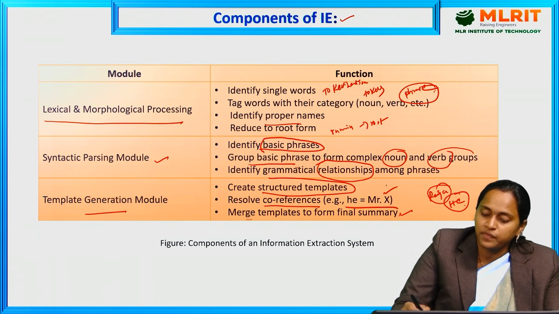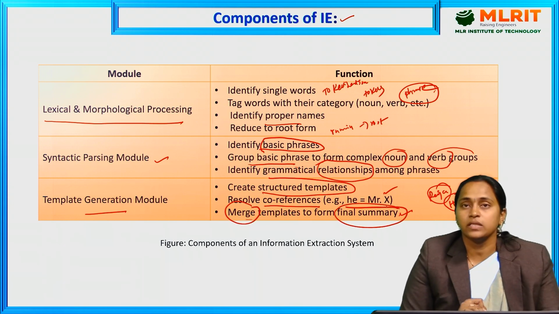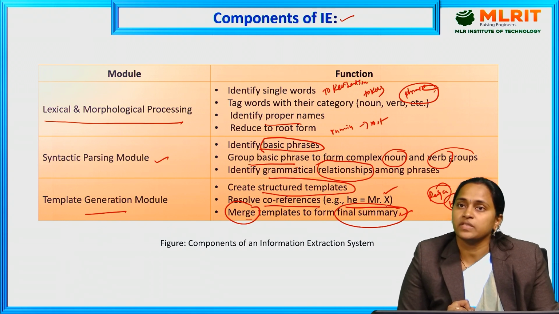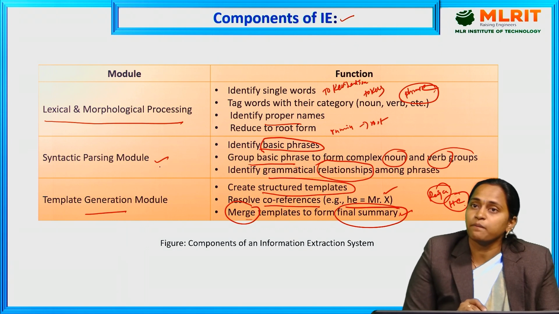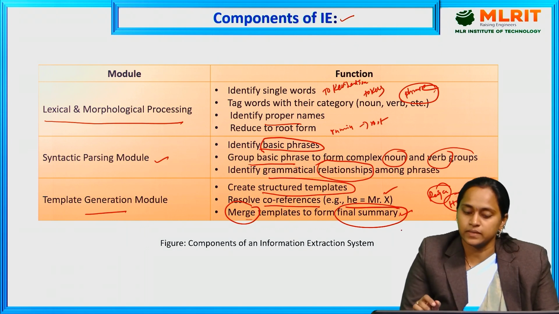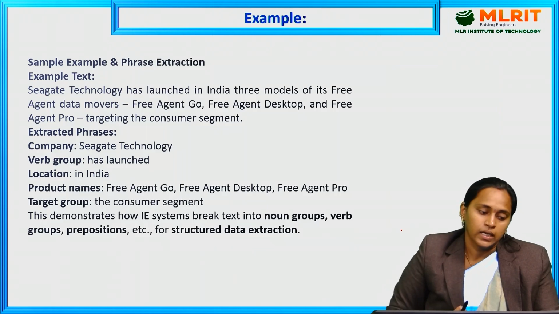Next, after finding all these sentences, we merge the templates to get the final summary. This is all about the components of information extraction. First, lexical and morphological parsing, then the syntactic parsing module, then the template generation module. Then only we will get the final summary of the particular sentence. Let's see an example here.